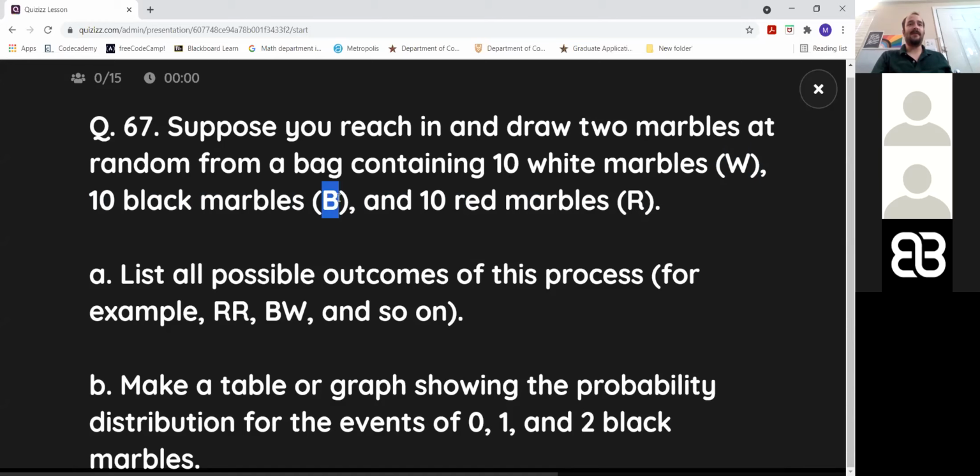And then I want to do everything where black can be first. And then I want to do everything where red can be first. And hopefully there you see maybe some sort of pattern that might help you. If not, maybe not.